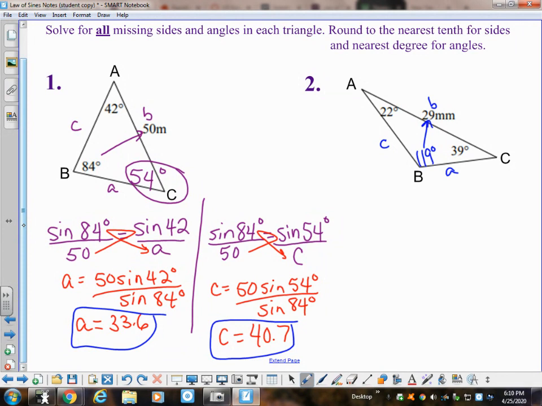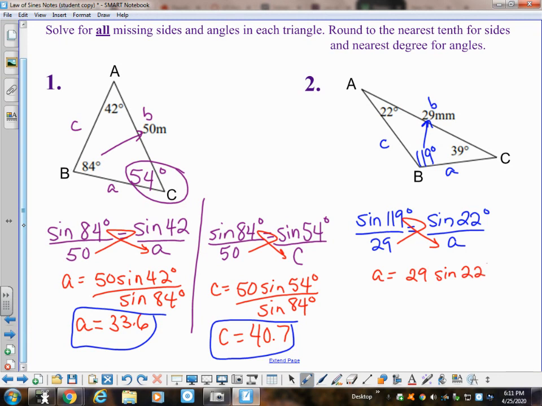So let's set up my pairing. Sine of 119 over 29. And I'm going to go ahead and find a. Sine of 22 over little a. Cross multiply. So 29 times sine of 22 over sine of 119. When you plug that in, we get 12.4 for a.